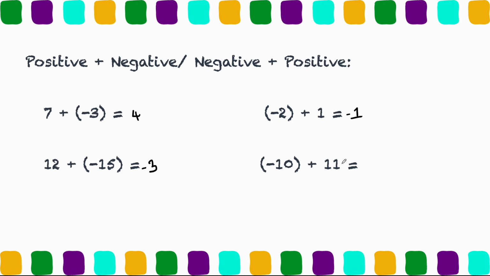The last one we have here, we have negative 10 plus 11. Now when we subtract, we're going to take from the larger absolute value. When we subtract 10 from 11, we will get 1. And our answer should take the sign of the larger absolute value. In this case, the larger absolute value is 11, so therefore our answer would be positive 1.